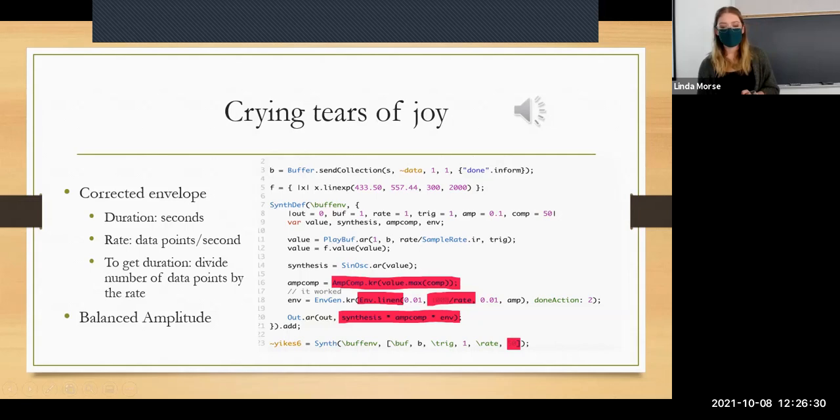So I balanced the amplitude with a little fun thing called amp comp. I don't know how it works exactly, but it does. And if you multiply the sound by the amp comp by the envelope, you get my final product. I'm gonna make it a little shorter. But gestalt perception is a whole thing that I didn't feel like telling you about, but it makes it difficult.